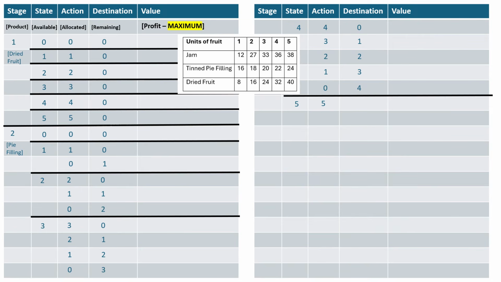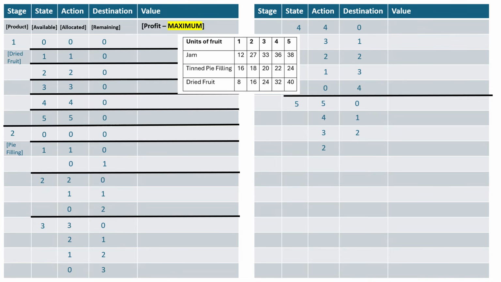So 5 could be allocated, leaving us with nothing, or just 4, which would leave 1, 3, 2, 1, or nothing. So now I have my table ready to go, and I feel like that it can be very quick, especially for these longer questions. And now our focus is just on finding the profit of each line.